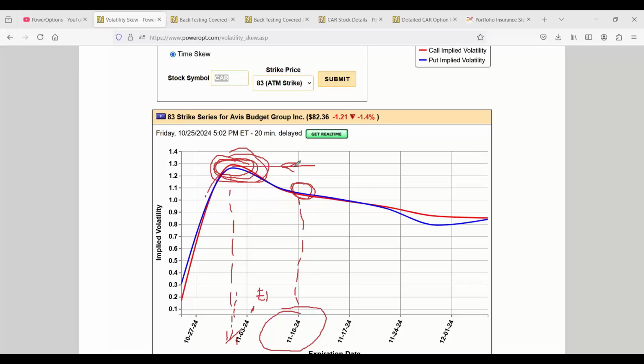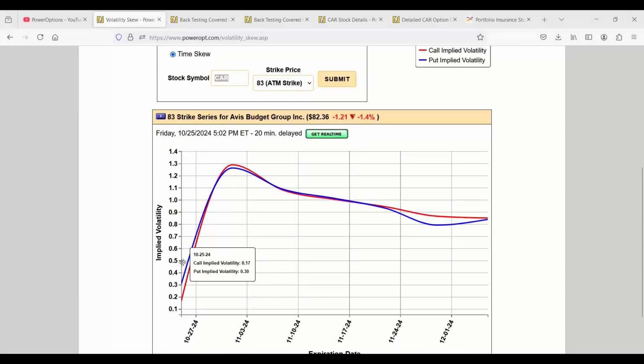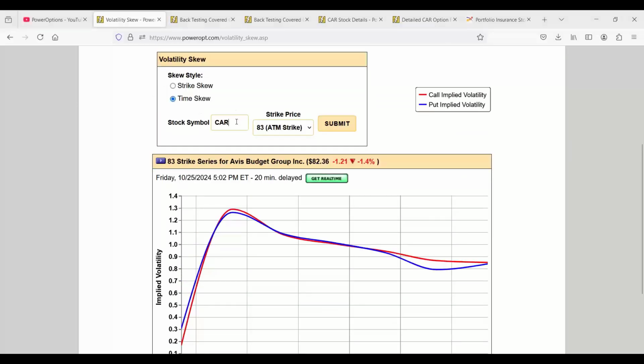So is this a bullish or bearish indicator? Well, it's not giving you a time skew of a smile. This is sort of a skew, but clearly everything is pointing to the high IV right there for November 1st for Avis. Now that we've had the earnings come out, let's take a look at Tesla. So this is the implied volatility of the at-the-money 83 strike options for Avis for every expiration going forward out in time. Not far out in time, the next 10, 15 expirations. Let's look, as I mentioned, Tesla.